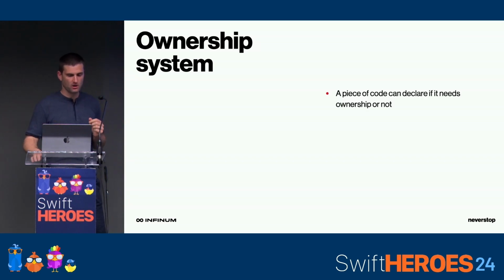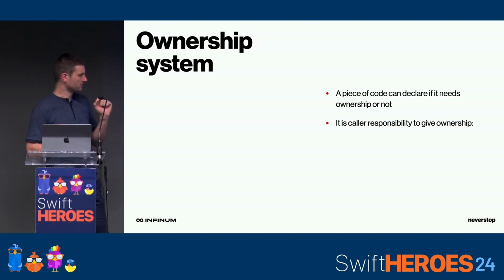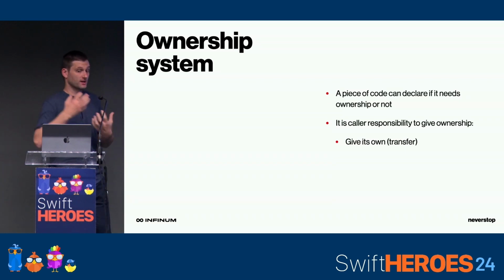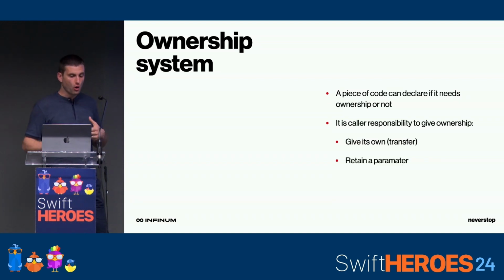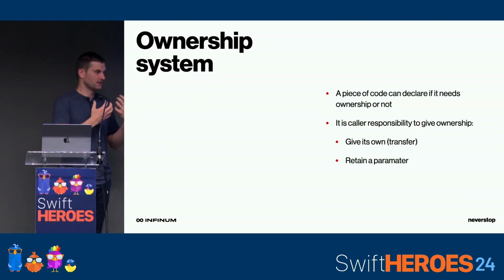So the ownership system now tells us that a piece of code, some code structure, can declare if it needs ownership or not. And it will say that it is the caller's responsibility, so someone who calls this code, to give that ownership. And this can happen in two ways. One way is to give it its own ownership, which is called the transfer of ownership, or it can retain a parameter and pass it to this piece of code while still keeping its own ownership if it needs it.